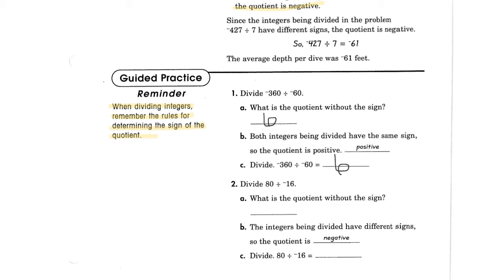On number 2, it says divide 80 divided by negative 16. What is the quotient without the sign? If I take 80 divided by 16, I get a 5. The integers being divided have different signs, so the quotient is negative. We already know the answer is 5. Since they have two different signs, a positive and a negative, my answer is negative.